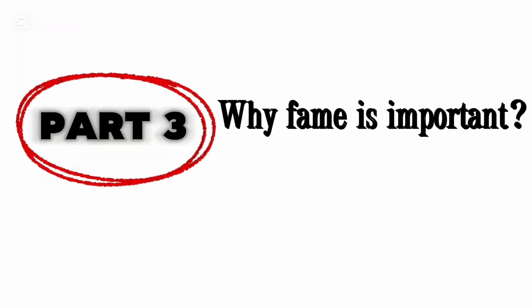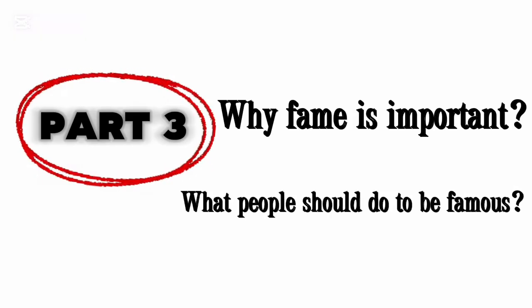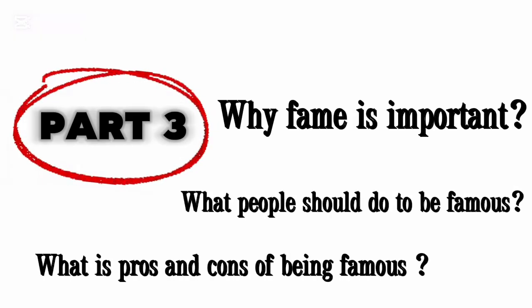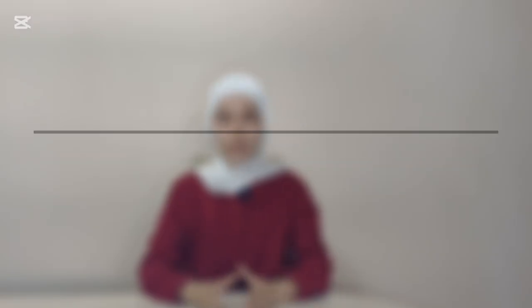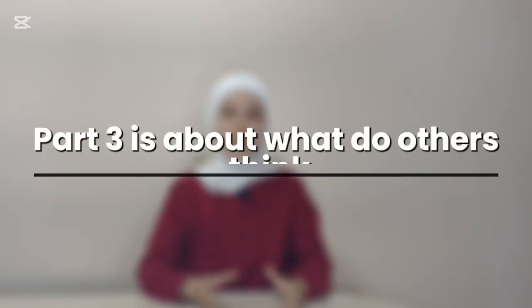While in part 3, you are given the same topic as part 2. For example, if you are asked to talk about famous people in part 2, the topic will be the same in part 3. For example, the question might be, why is fame important in human life? What should people do to be famous? What are the pros and cons of being famous in your country? And so on. The main difference between part 1 and part 3 is, in part 1, you usually talk about yourself, while in part 3, you also have to talk about others' opinions.